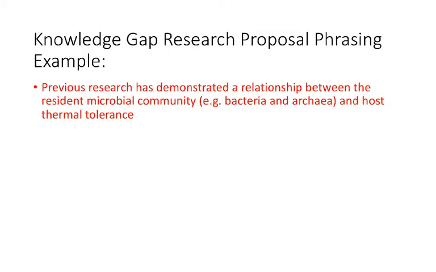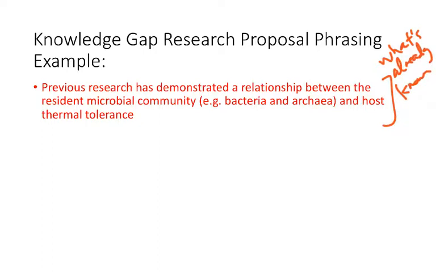So here is one example of how you might see phrasing related to a knowledge gap that's being investigated in a research proposal. This is from a proposal I wrote, a project that one of my master's students is working on right now. What I have in red here is describing what's already known, essentially, so what previous work has been done. So this is providing the context. It's always important to acknowledge what has been done.